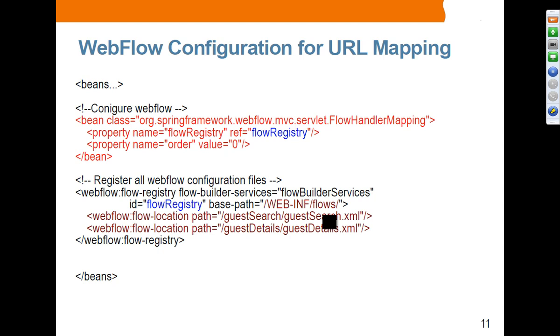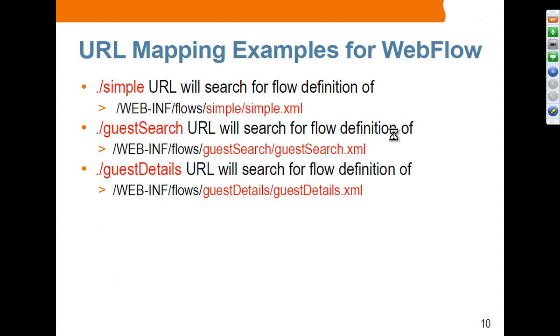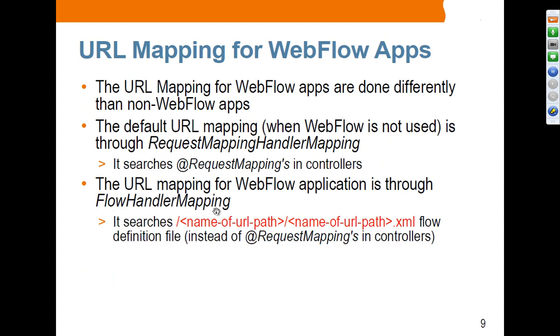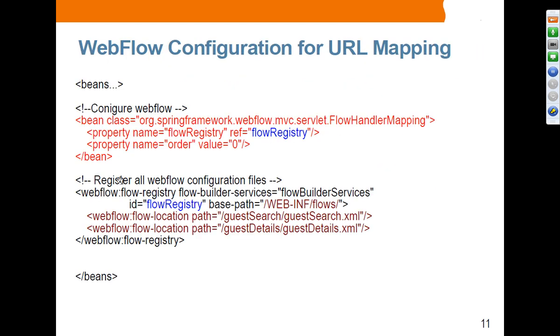Okay, so this is the WebFlow configuration for URL mapping. First, you have to have a flow handler mapping bean. This is the flow mapping class that you have to have, and it has to be declared as a bean in your context configuration file. One of the properties is flow registry. The flow registry property indicates where these flow definition files are located. In this case, this flow registry matches with another flow registry element. It will try to find the WebFlow ID flow registry here. So it finds it, and this is a base path, WEB-INF flows.